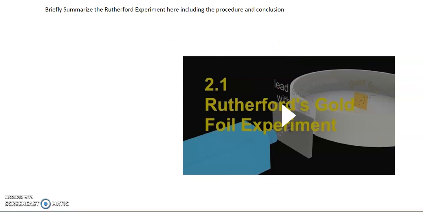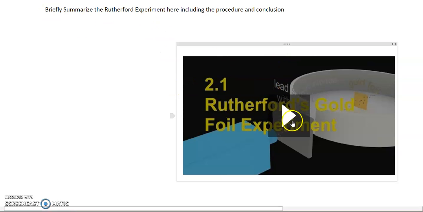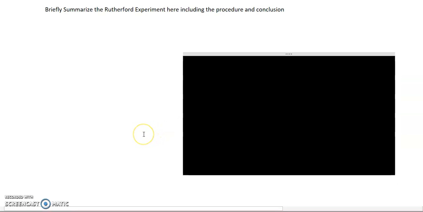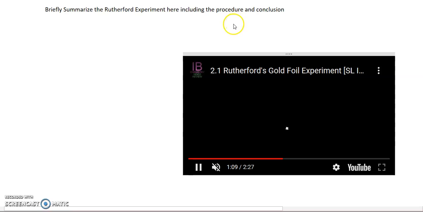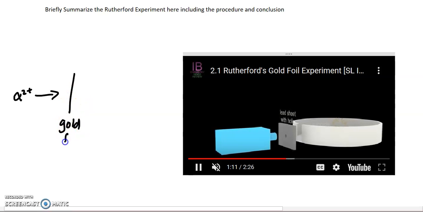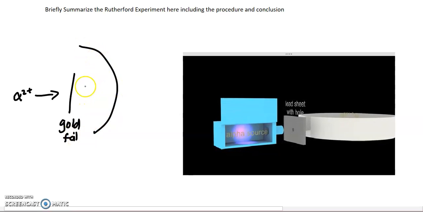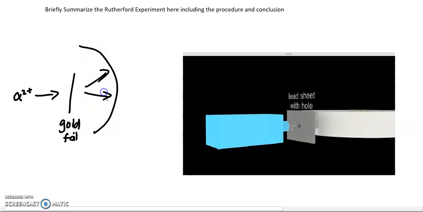First thing that we're asked to do is to briefly describe the Rutherford experiment. Now, the Rutherford experiment essentially had us taking alpha particles, shooting them through gold foil, and then recording where they scattered.